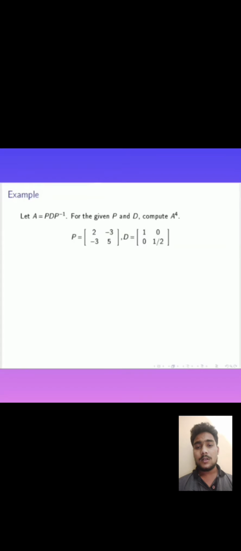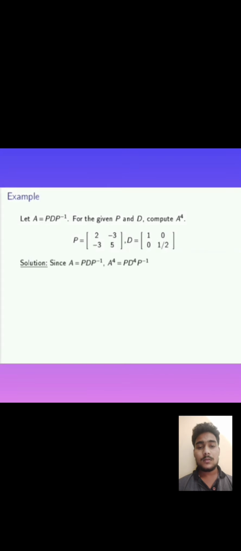Example: let A is equal to P D P inverse for the given P and D. Compute A power 4. P is equal to the matrix 2, minus 3, minus 3, 5. D is equal to the matrix 1, 0, 0, 1 by 2. Since A is equal to P D P inverse, A power 4 is equal to P D power 4 into P inverse.